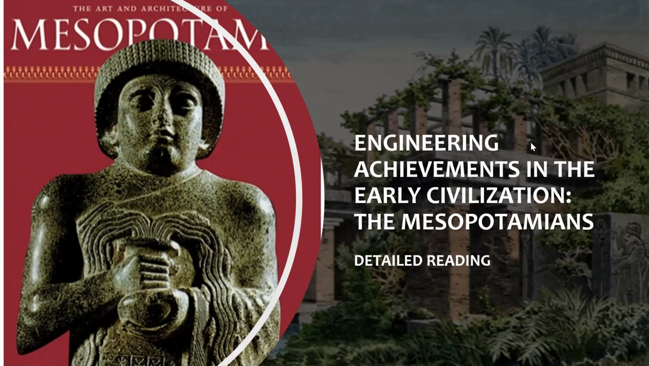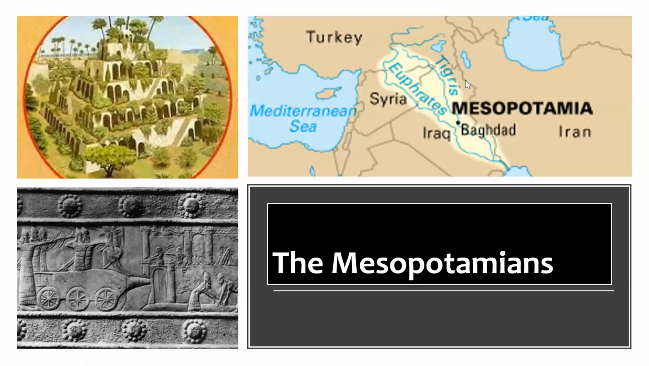The next one is, what do you know about this part? This is the map of Mesopotamia. Where is it? This one is Mesopotamia, and then you have this one, the Tigris and Euphrates rivers.